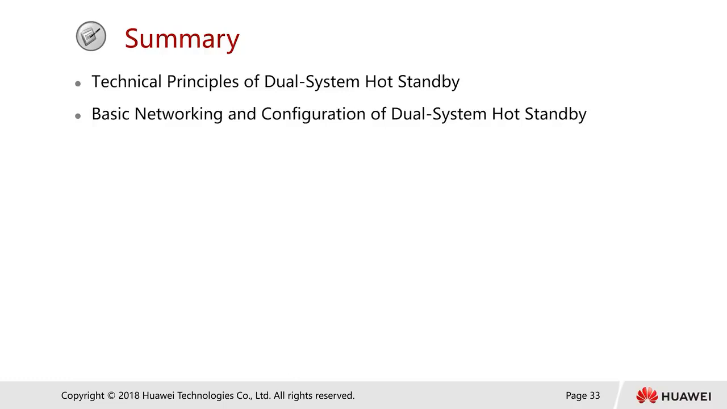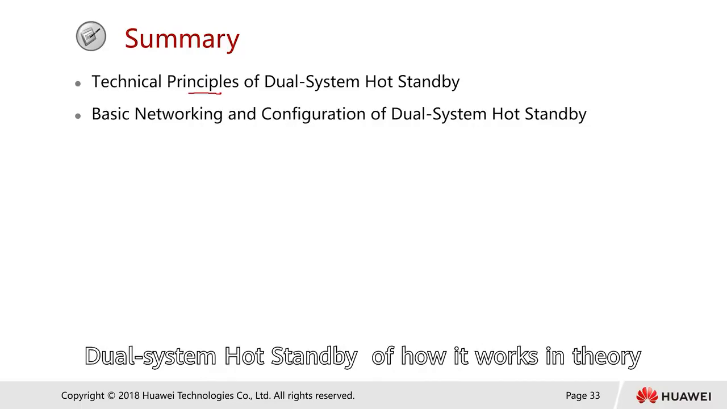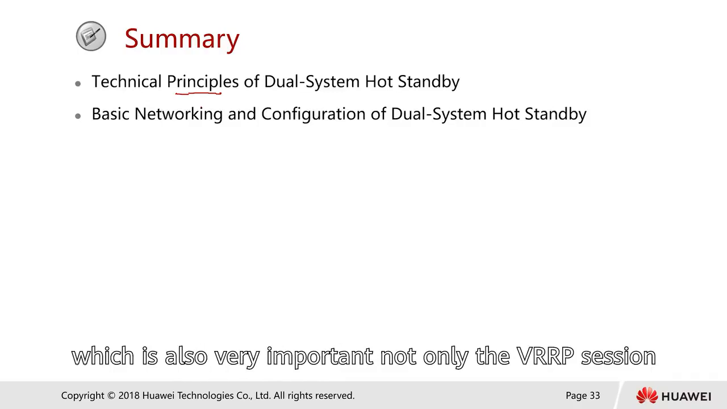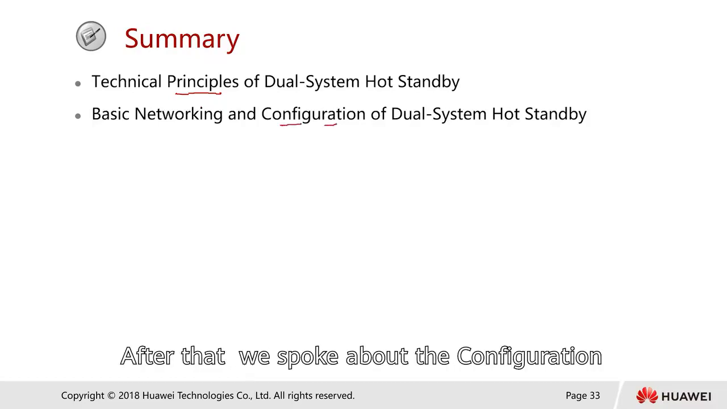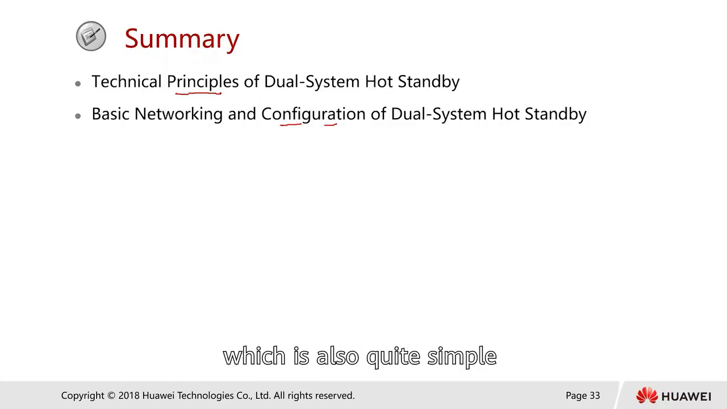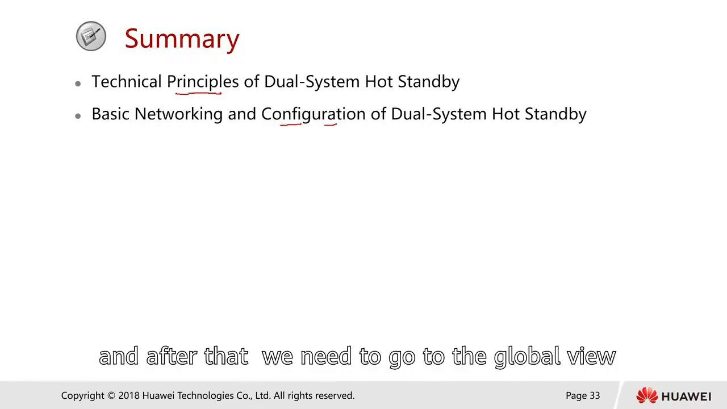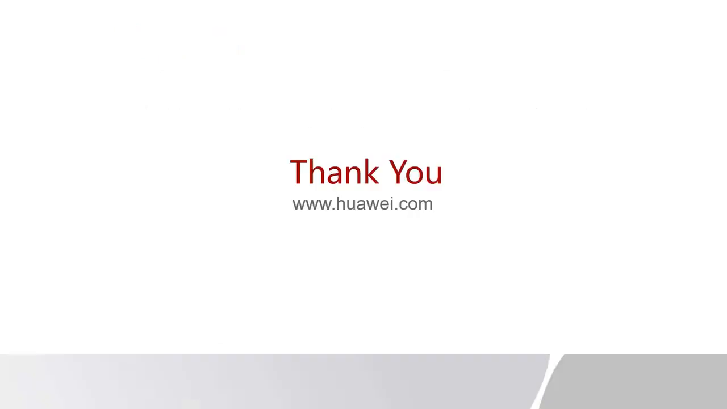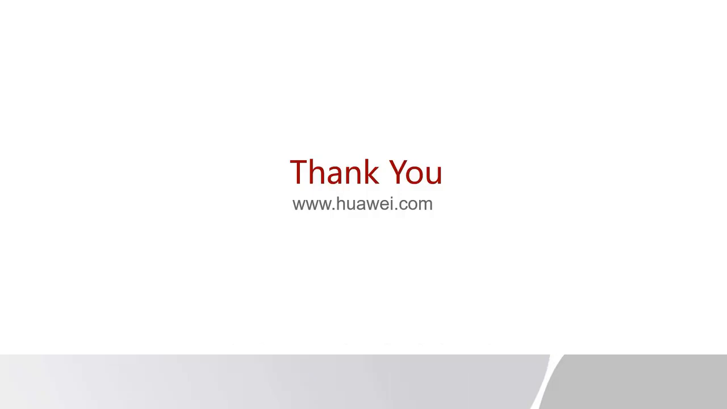To summarize, we spoke about the principle of how the dual system works in theory. We also talked about the session, which is also very important. Not only the VRRP, the session status is also very important. After that, we spoke about the configuration of the dual system, and the configuration is also quite simple. We just need to configure the VRRP on the interface, and after that, go to the global view and configure the HRP, and also don't forget the heartbeat interface. So with that, we finish this chapter, and thank you for listening.